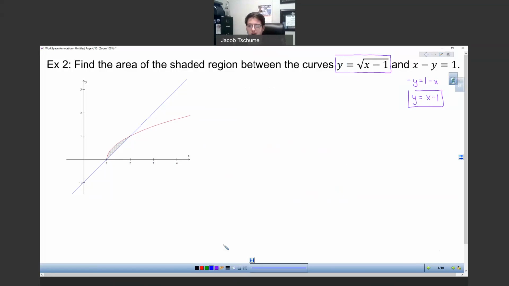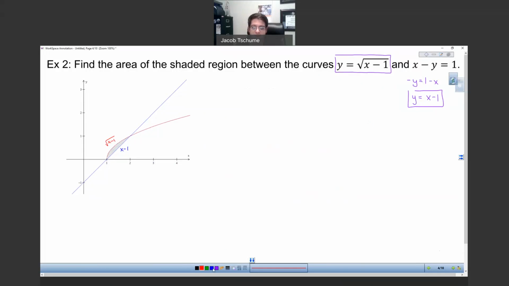All right, so going over to my graph to label everything, the blue line is the straight line. So that's going to be my linear function. So that would be x minus 1. And then the red graph is my square root or my curve function. So this would be the square root of x minus 1.